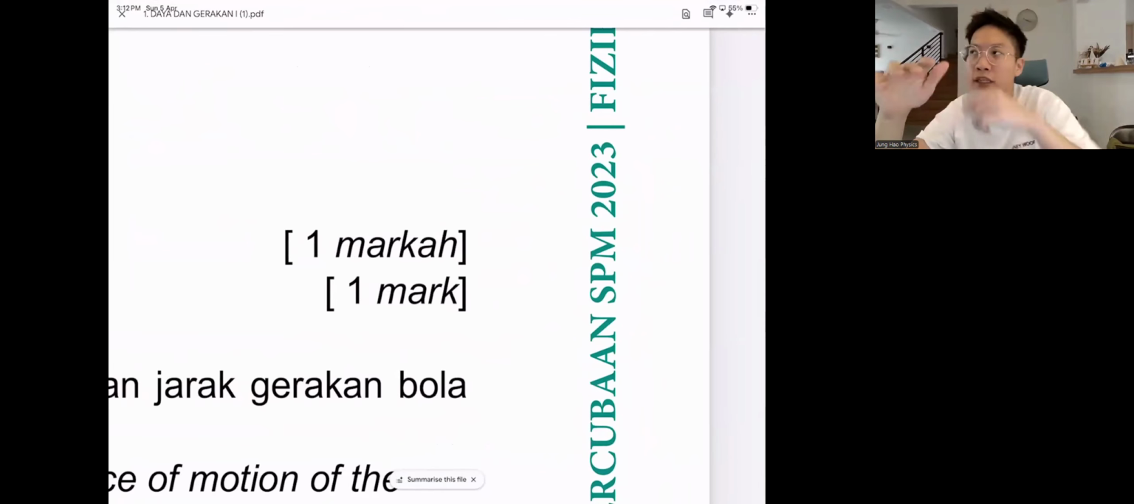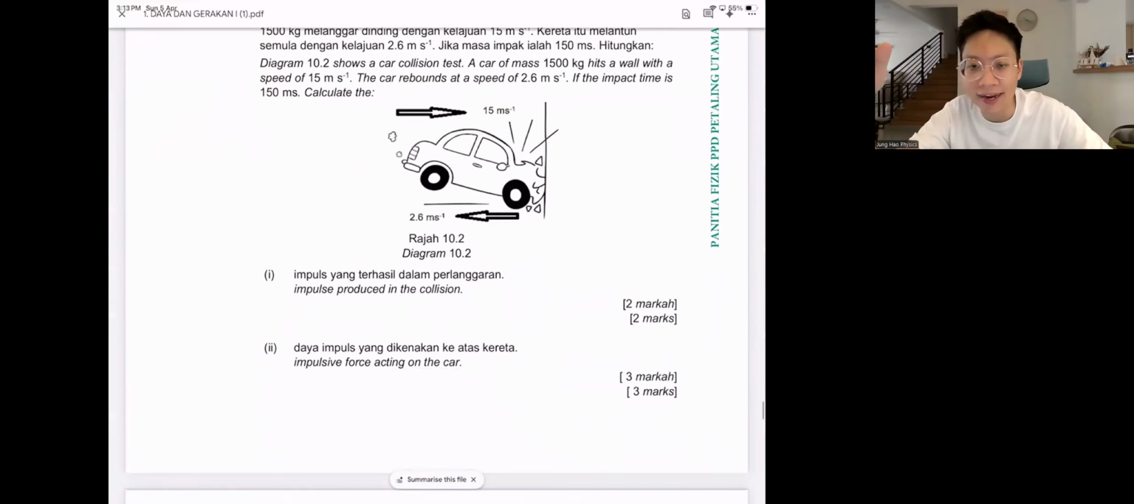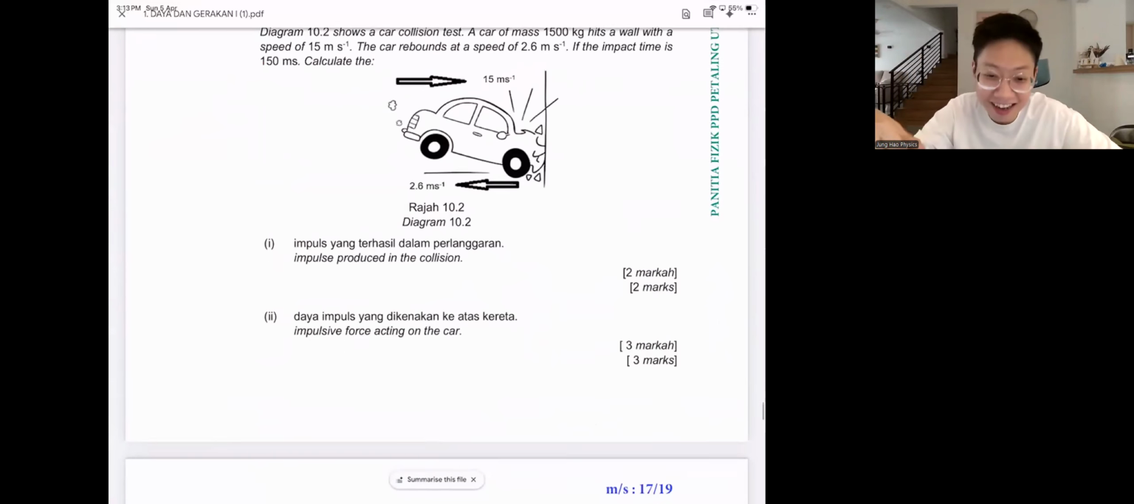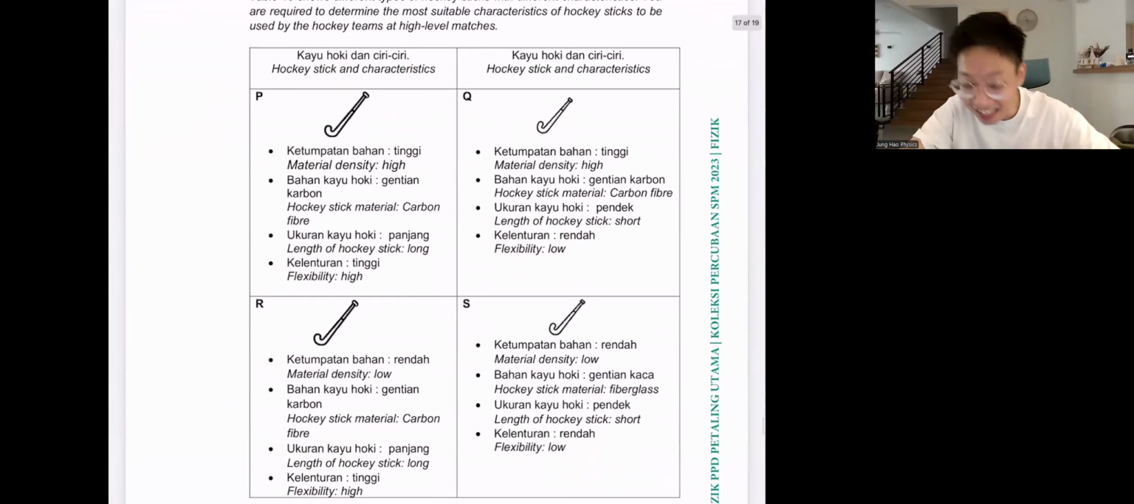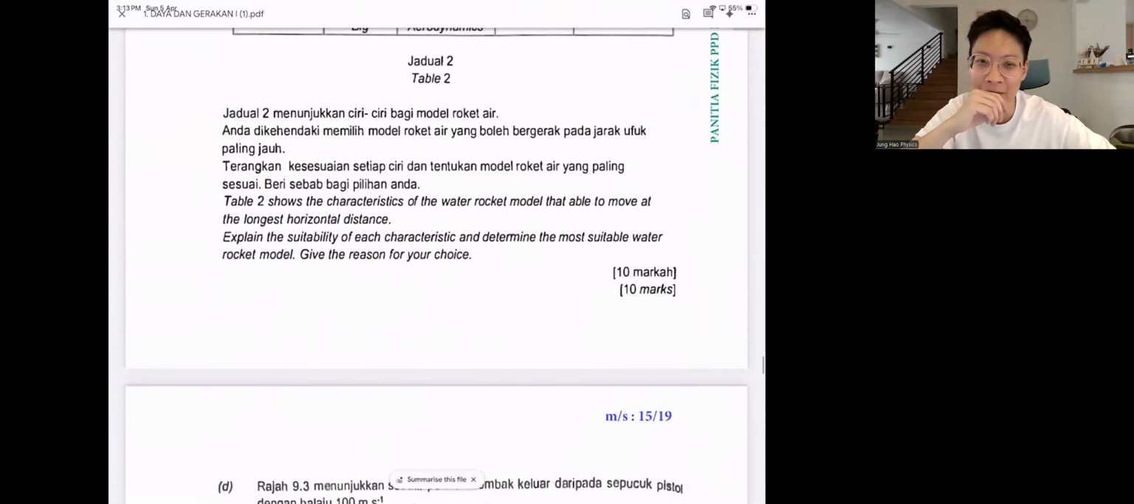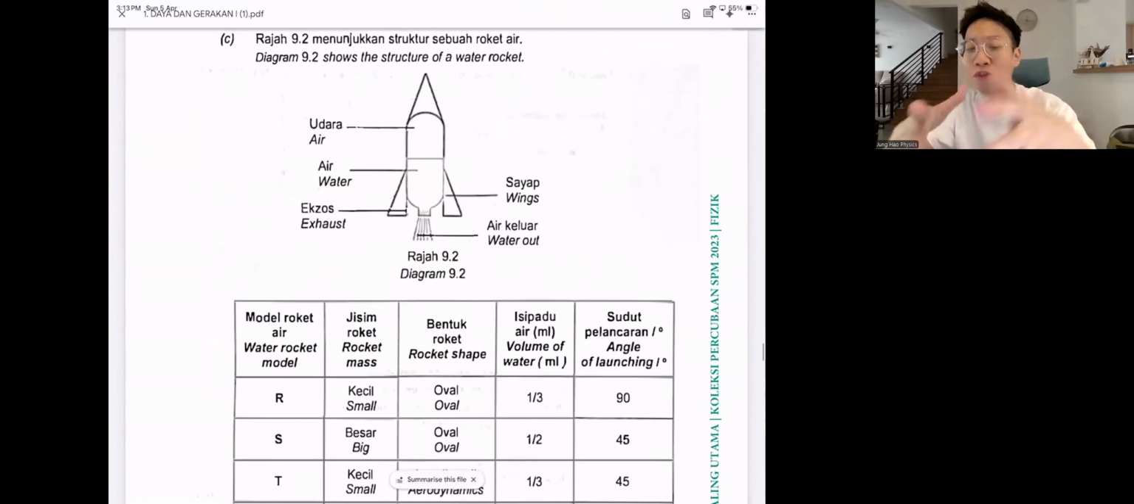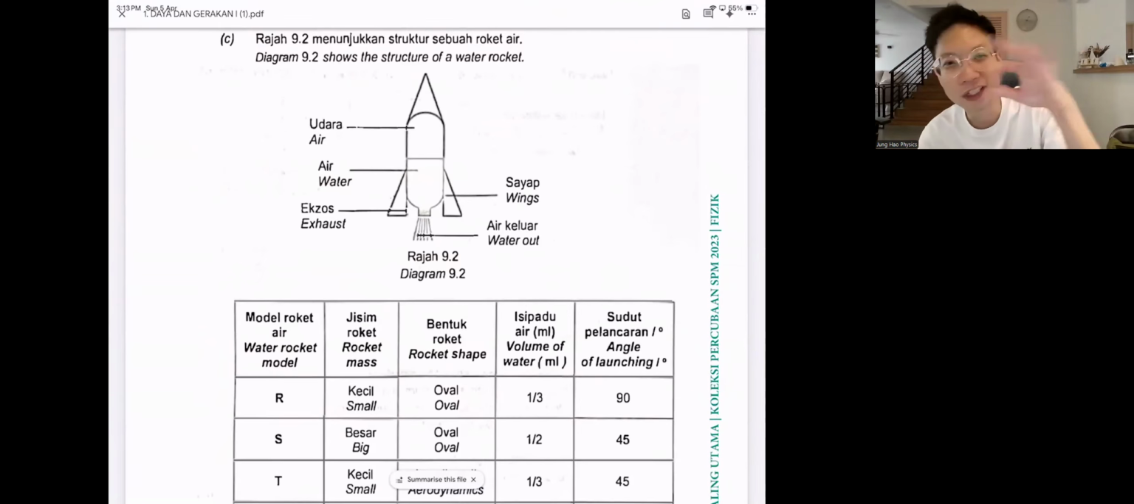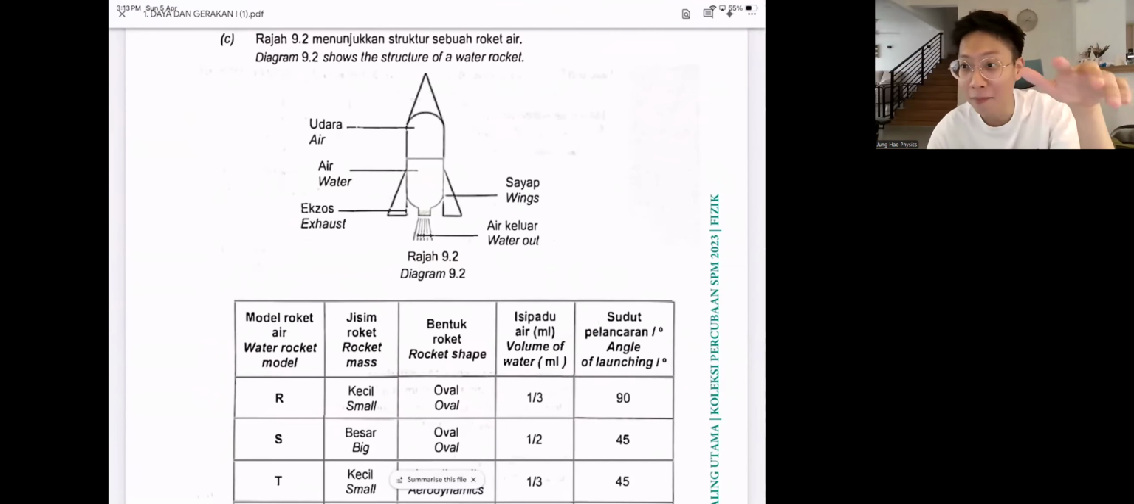In 2023, the question styles are usually like they ask you about a car, a hockey stick, maybe a water rocket. So this is 2023, something like three years ago. So this is a bit old-fashioned already, like out of fashion already.